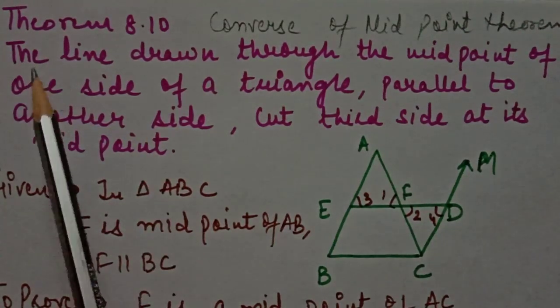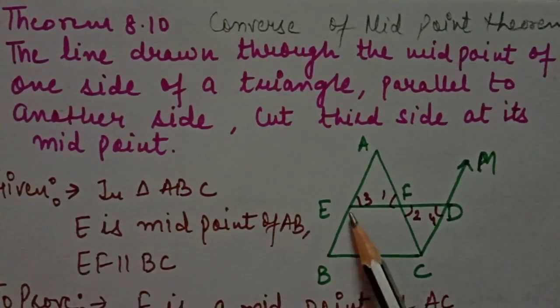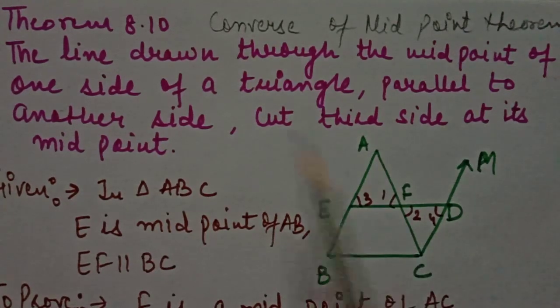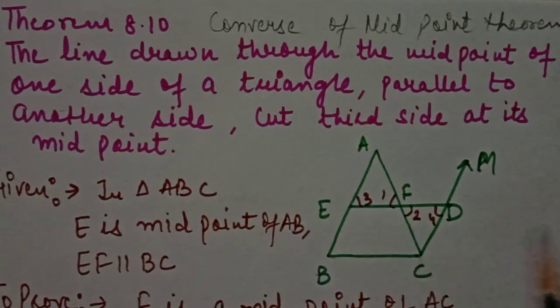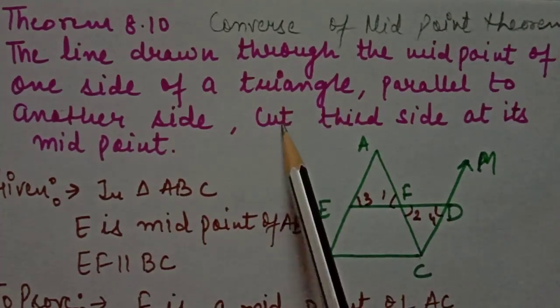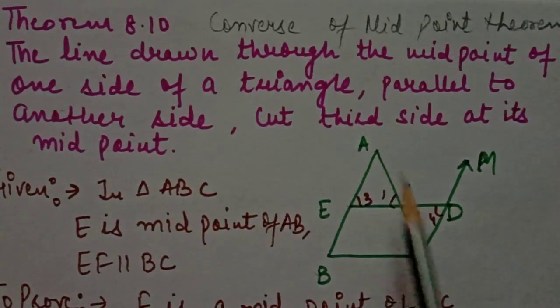So what is the theorem? It says the line segment drawn through the midpoint of one side. We draw a line through the midpoint of one side and parallel to another side. So this line cuts the third side at its midpoint.